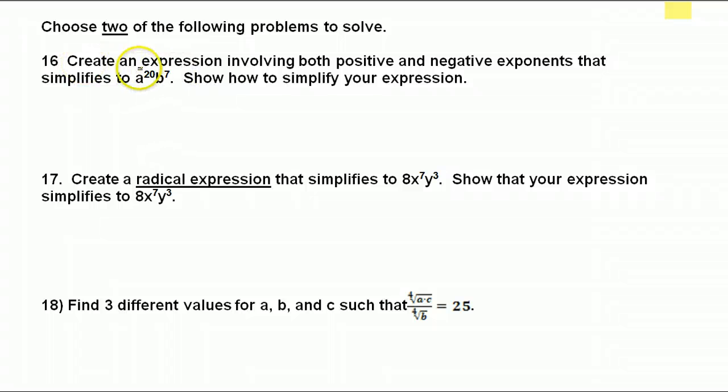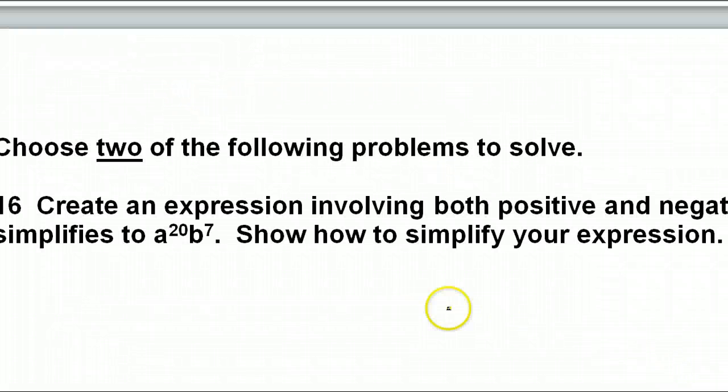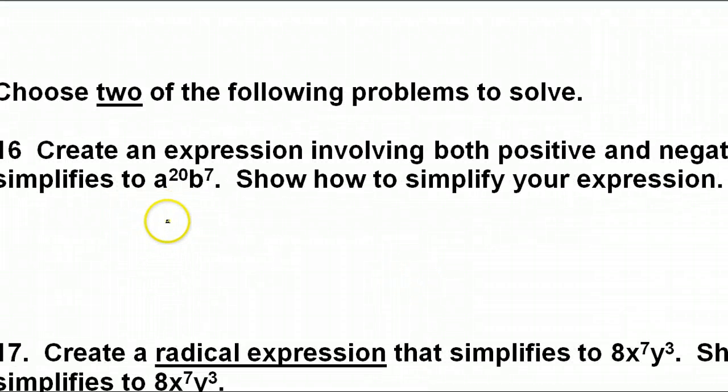Number 16. If I want to create an expression involving both positive and negative exponents that simplifies to this, there's an infinite number of ways to do it, but here's the simplest one off the top of my head. For example, say I had a to the 20th power over b to the negative 7th power. Boom. This could be one possible answer right here.